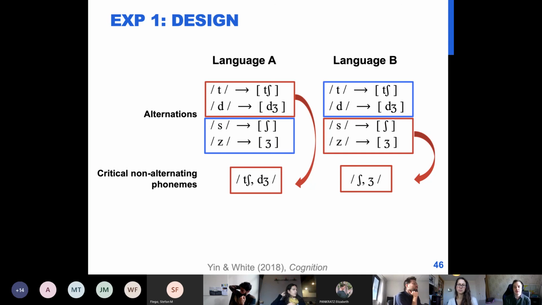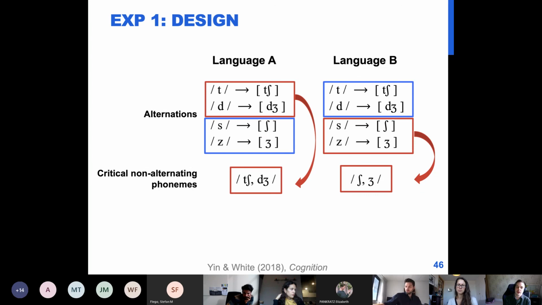So what's really beautiful about this is that we can teach all of our participants the same set of rules, but we've sort of sneakily varied which of the rules are neutralizing and which of the rules are non-neutralizing. So this is important because we don't really care how well someone can learn t becomes ch in this study. What we care about is whether the fact that they're neutralizing or non-neutralizing makes a difference in how easy they are to learn.